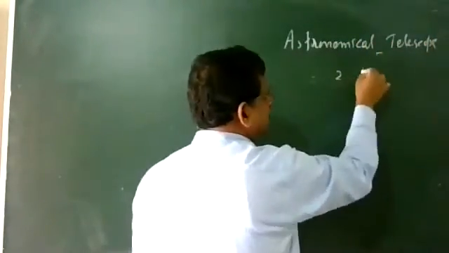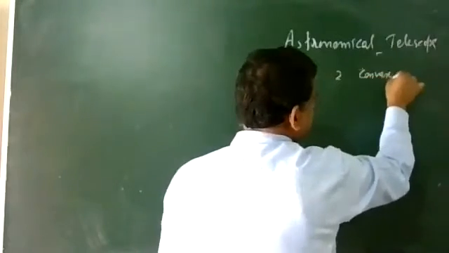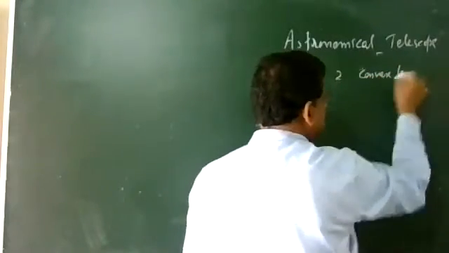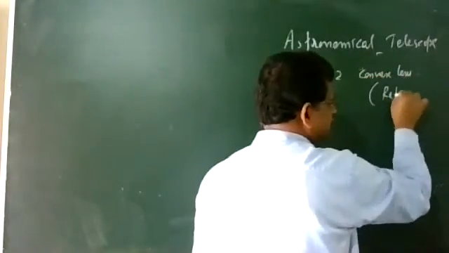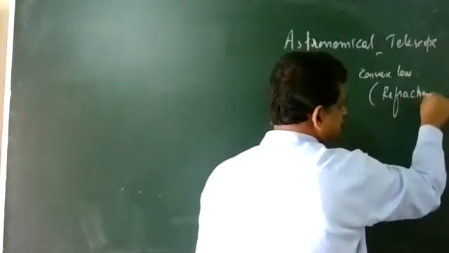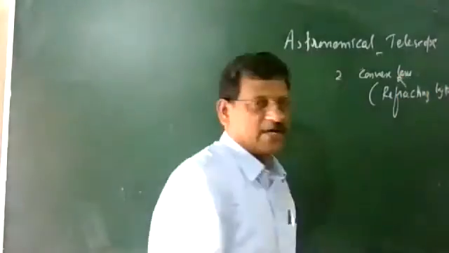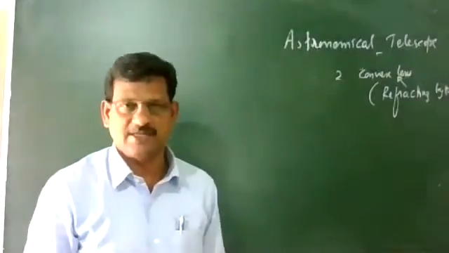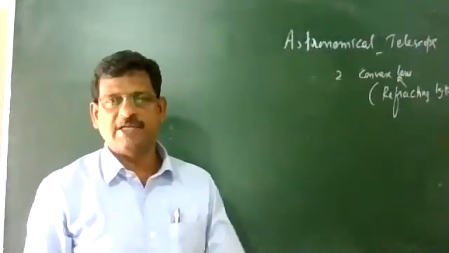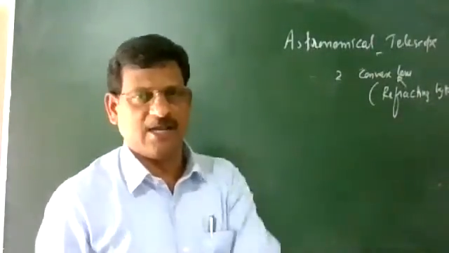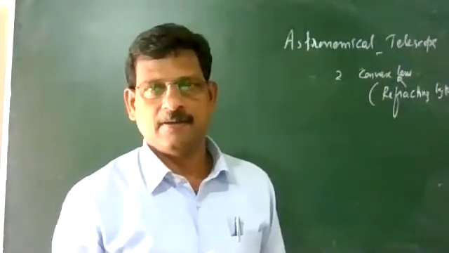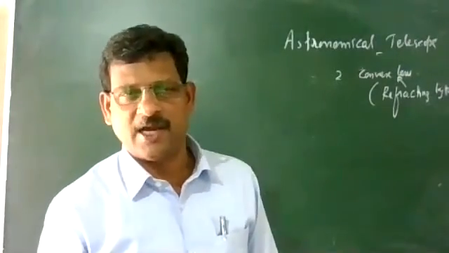There are two convex lenses. We call it the refracting type. Lenses use refraction, so refracting type, two convex lenses. One is the objective lens, another is the eye lens.